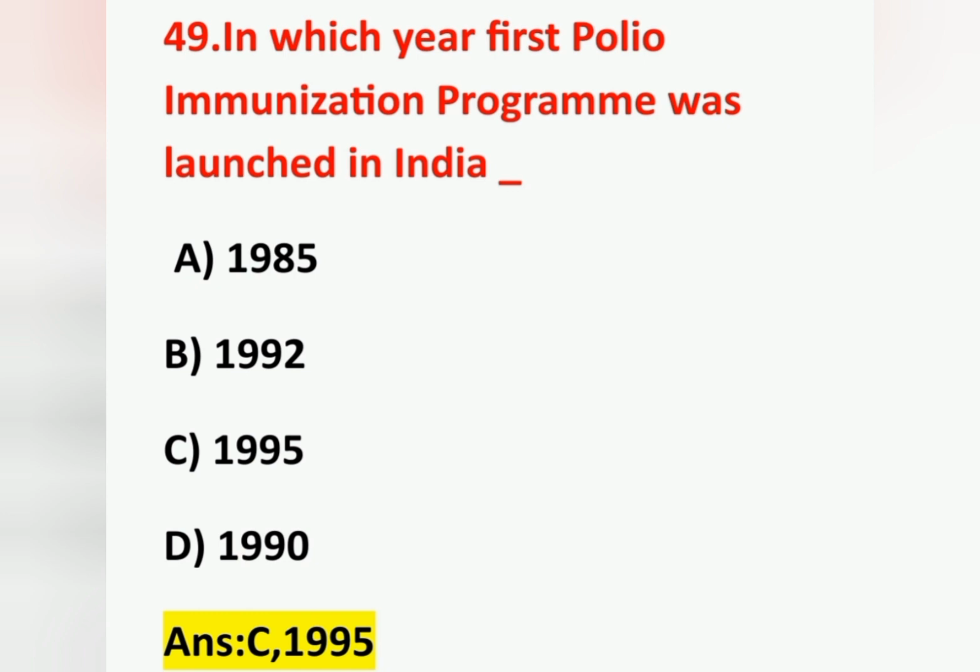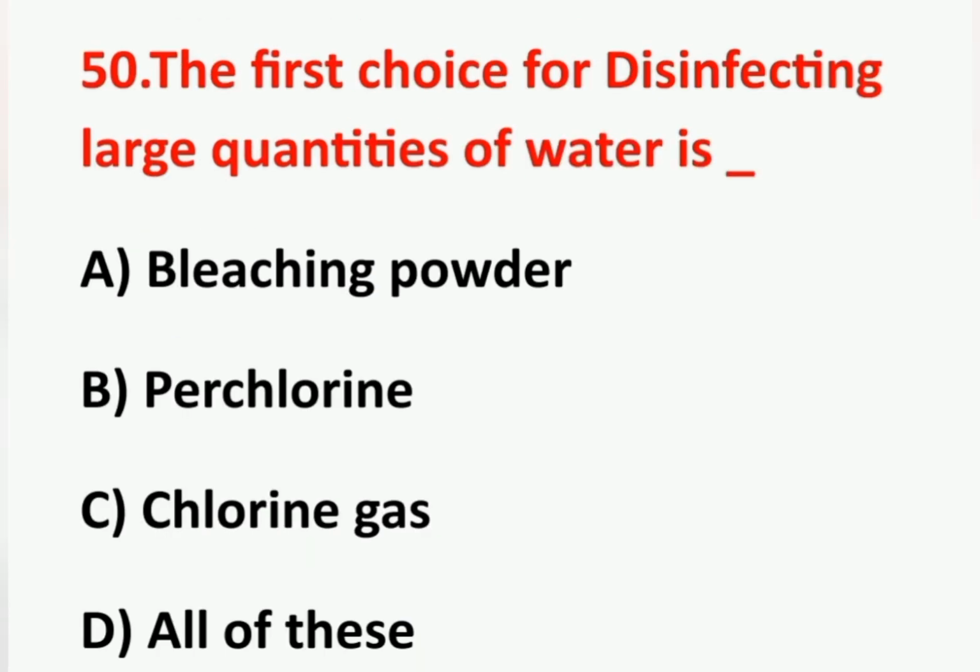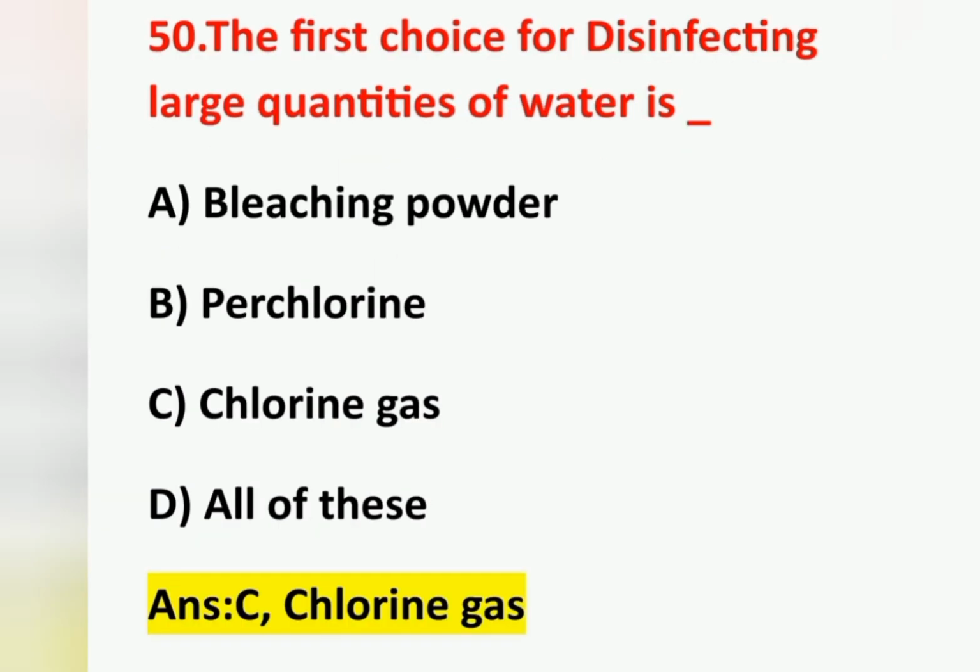And the next question and the last question in the series. First choice of disinfecting large quantities of water is. Options are option A bleaching powder, option B perchlorine, option C chlorine gas, option D all of this. And the correct answer is option C chlorine gas, which is used to disinfecting the large quantities of water. Option C is the correct answer.